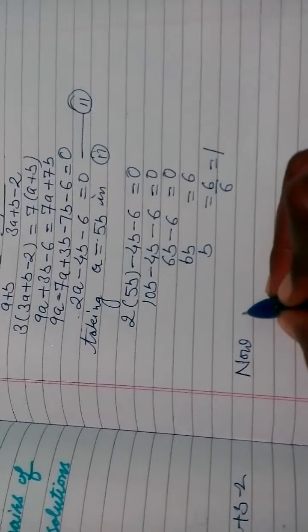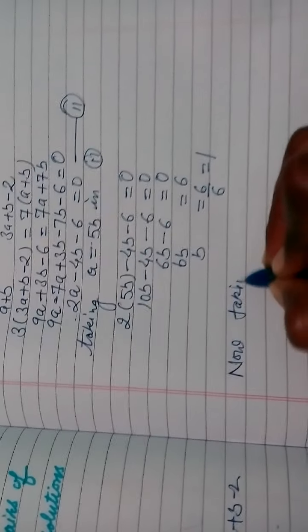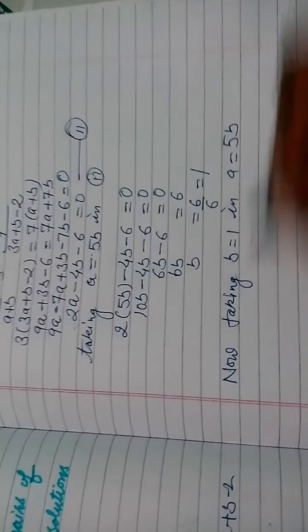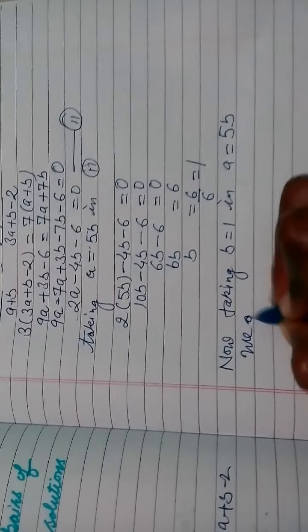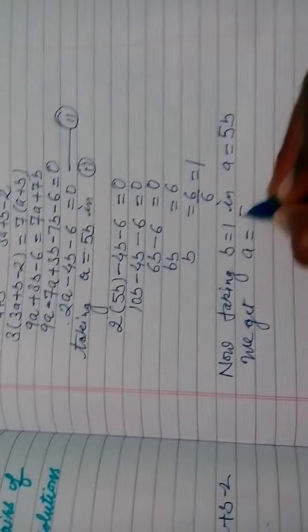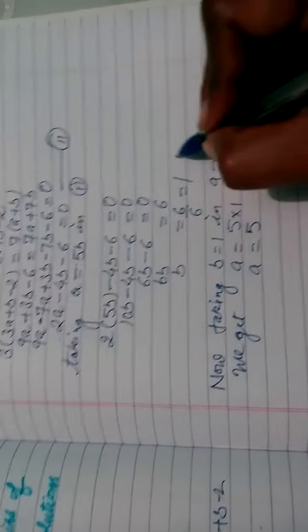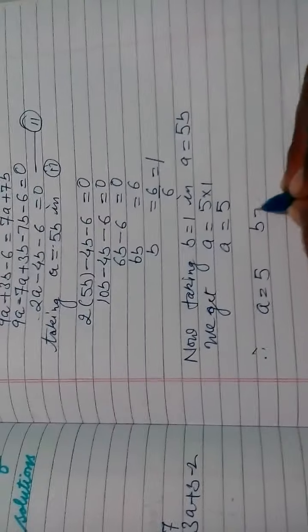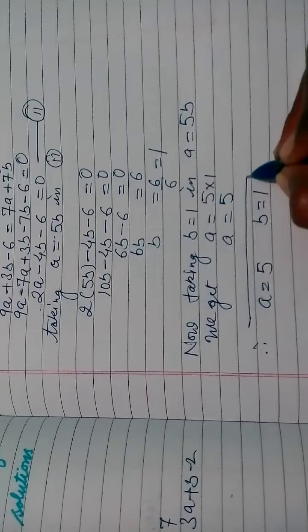Now to find the value of a, taking b is equal to 1 in a is equal to 5b, we get, in place of b you'll keep 1, so a is equal to 5 into 1, so a will be equal to 5. Therefore the value of a is equal to 5 and the value of b is equal to 1. So I got the result.